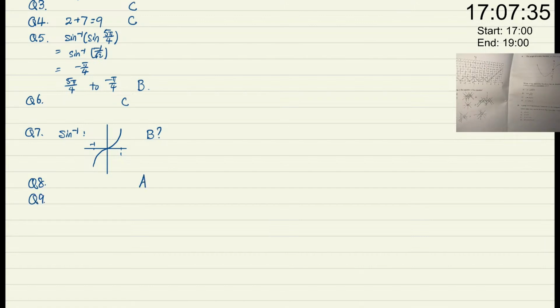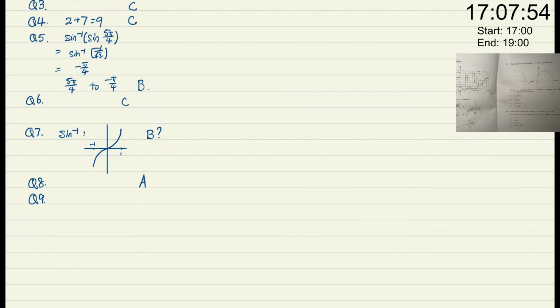And question 9. The graph of a cubic is given below. Which of the following has an inverse relation whose graph has more than 3 points with an x-coordinate of 1? That's a lot of language again.